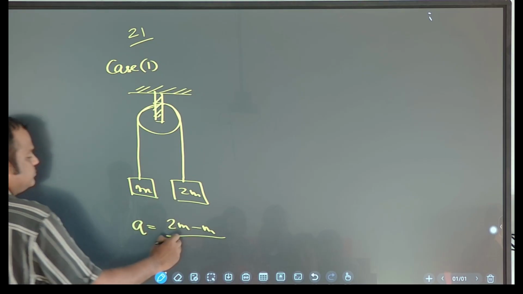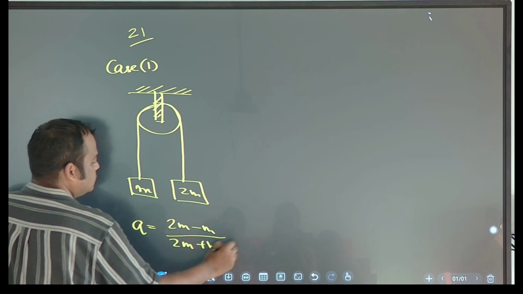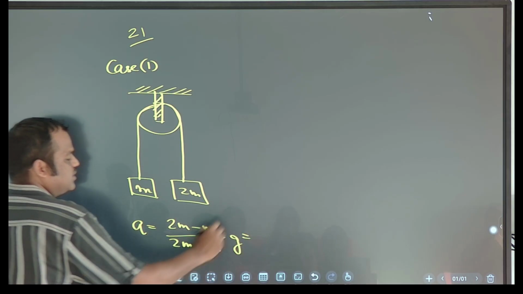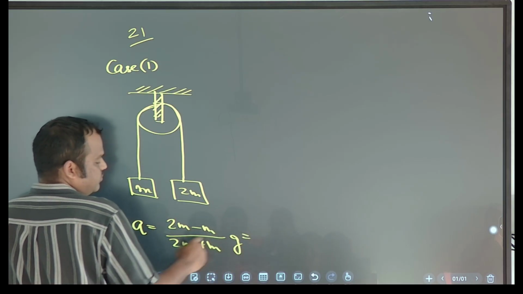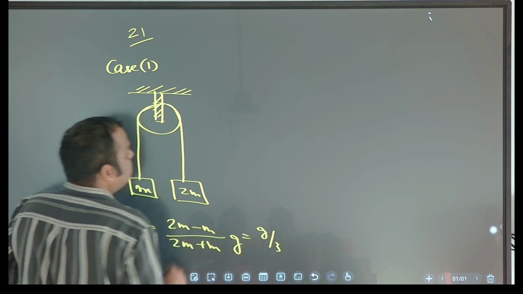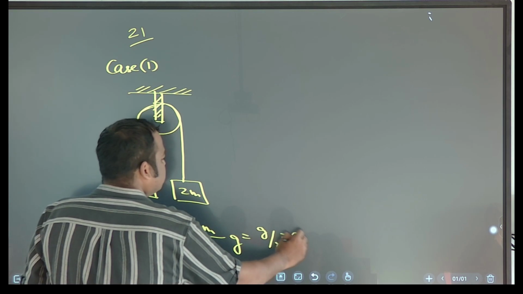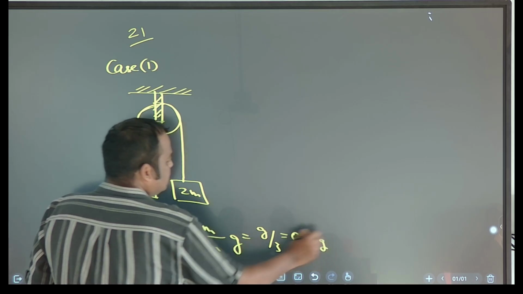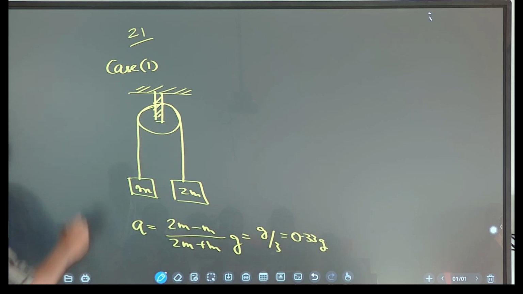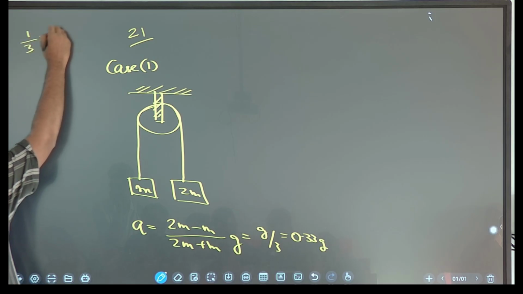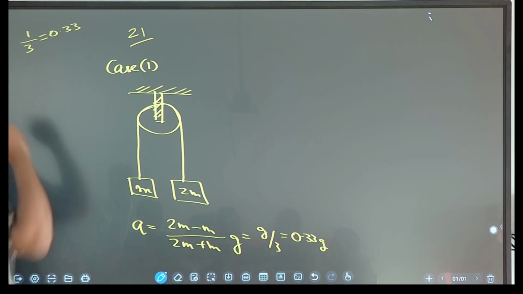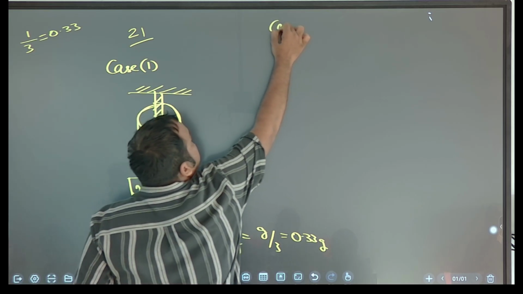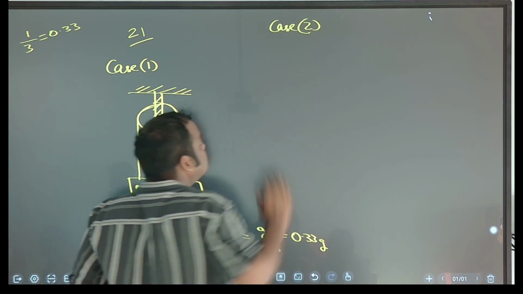by sum into G. So what is the answer? G by 3, correct. G by 3 means 0.33 G. 1 by 3 is 0.33, correct. Now what is case 2? What is case 2?